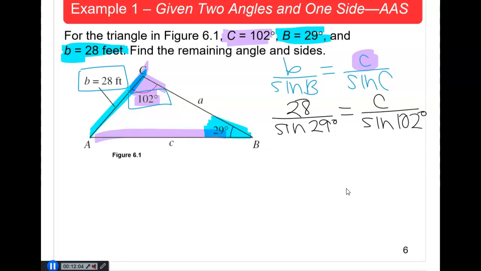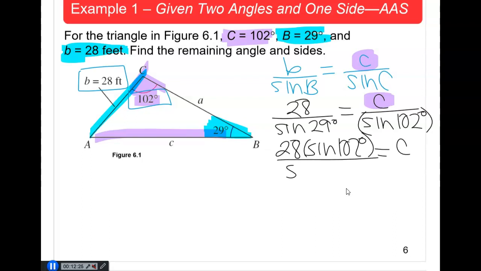So to solve for c, we just have to take care of that sine of 102. The sine of 102 is dividing c. So what I'm going to do is take that whole expression across. So it's going to go from dividing to multiplying.